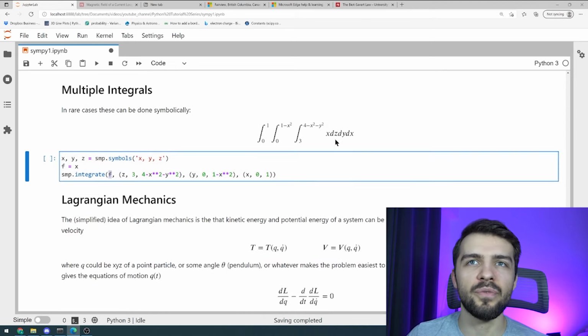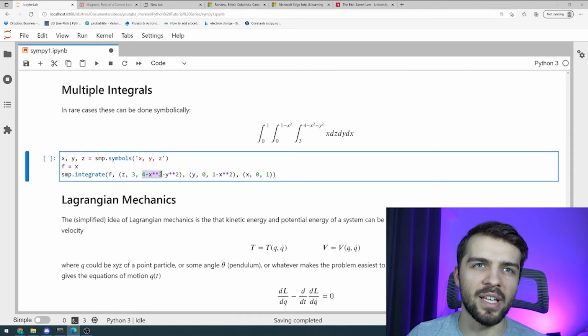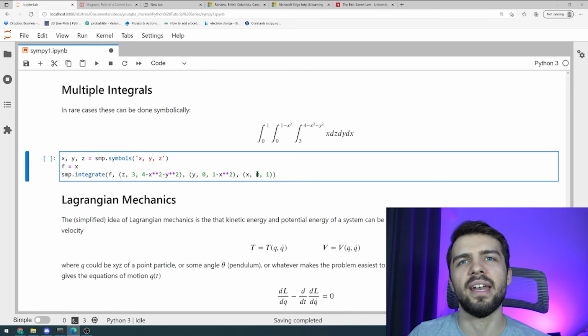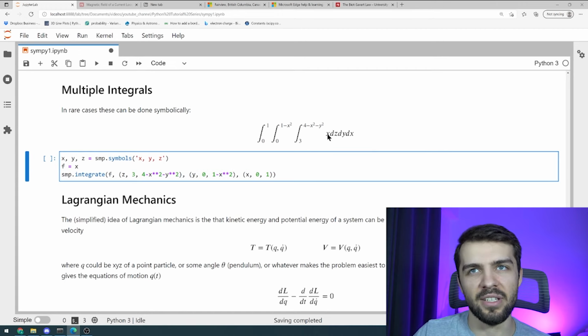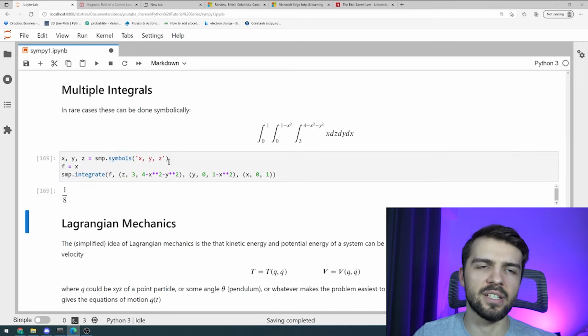And here I integrate f, and my integral of z goes from 3. And I actually specify the bounds in terms of x and y. And then y goes from 0 to 1 minus x squared, and x goes from 0 to 1. You'll note the order that I pass these in when I'm doing this integral. My integrand is just x here, and I can find this integral.